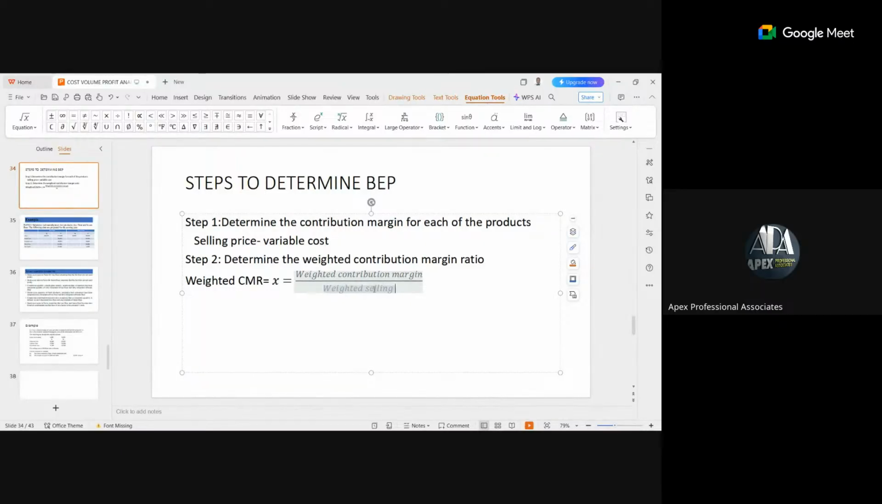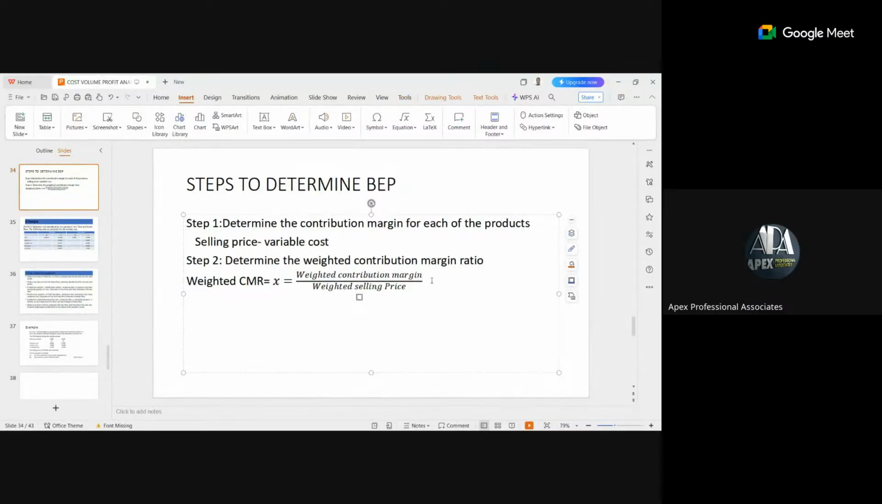When I bring forth a question, you lead me through the question. So, how do you determine weighted contribution margin? Is another question that you should ask yourself. How do I determine weighted contribution margin? Take notes. You need to know how to determine weighted contribution margin. How do you determine that?